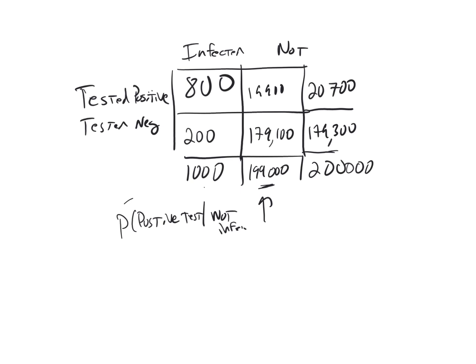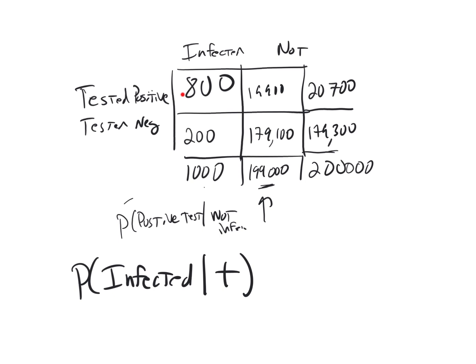So question A is asking me, what's the probability that somebody's infected given that they test positive? Because this is a conditional probability, I'm only looking at the tested positive. That's what the given is, right? These are the group of people we want to look at.